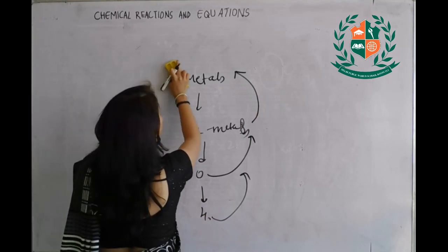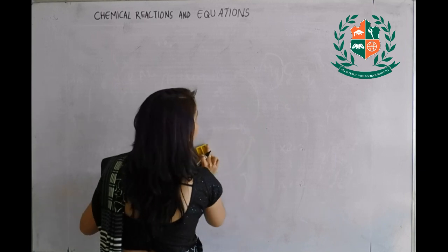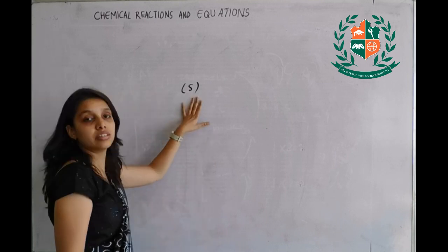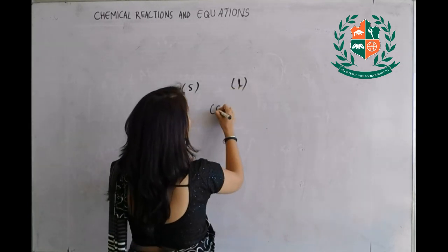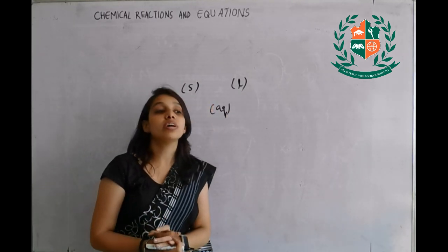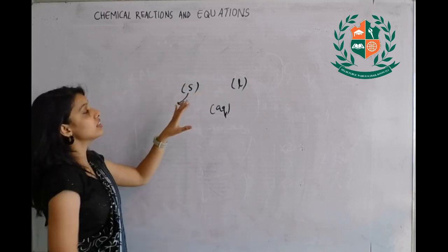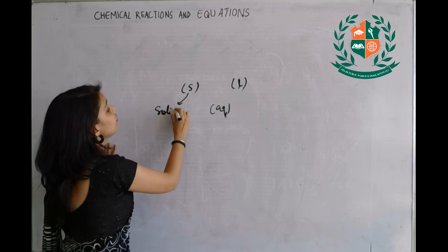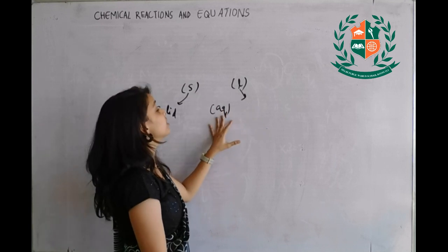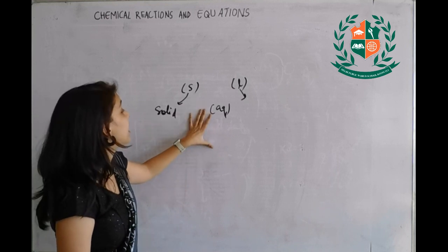Now after that we have a few informative signs, like you might have seen in some reactions, something is written like this: S or L, AQ. In the bottom, sometimes it is written. This is just to make it more informative, just to tell the state. If it is written S, that means it is solid. If it is written L, the state of that particular substance is liquid. If it is written AQ, it is the aqueous solution that we are dealing with in that particular reaction.